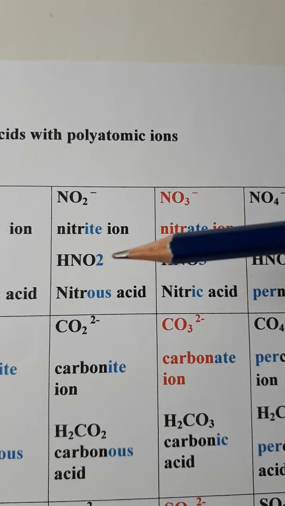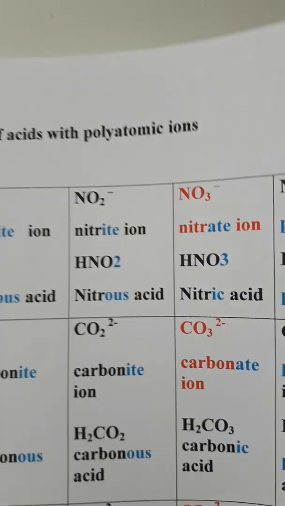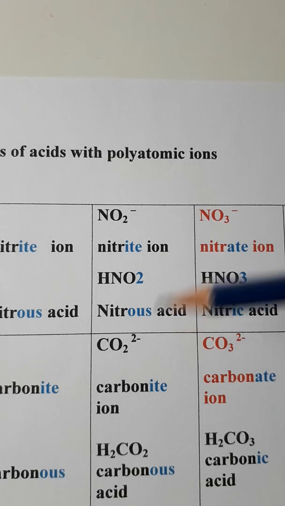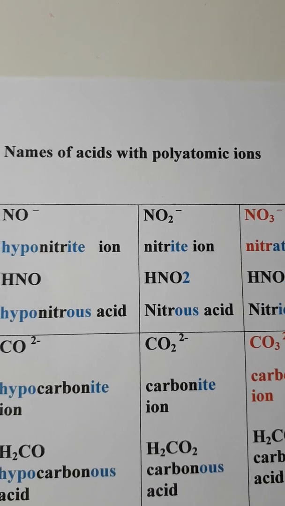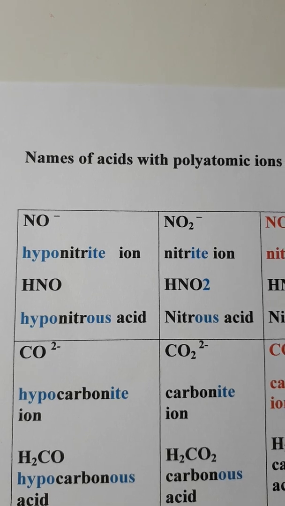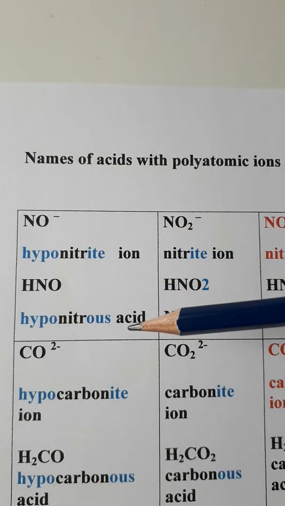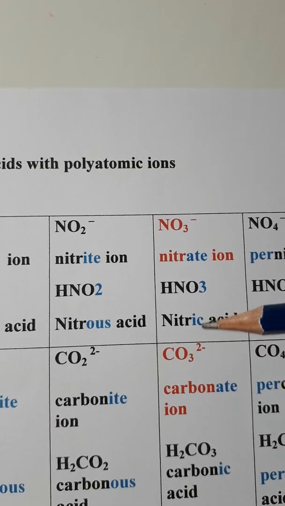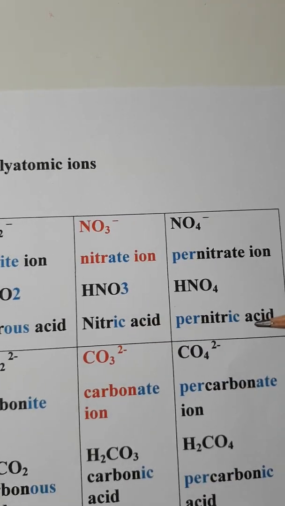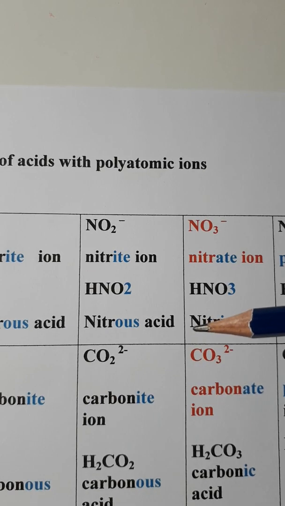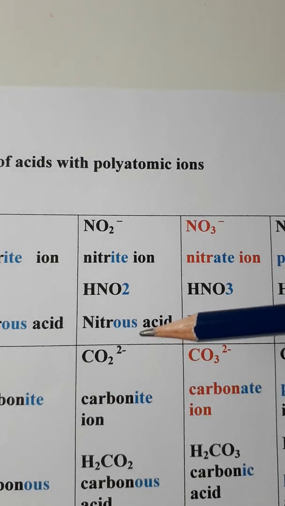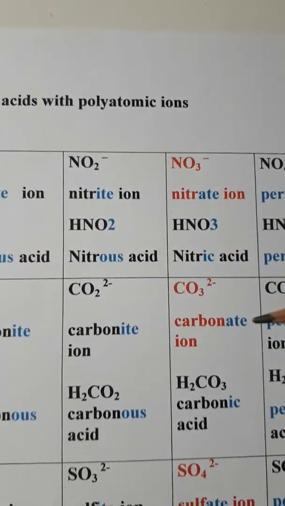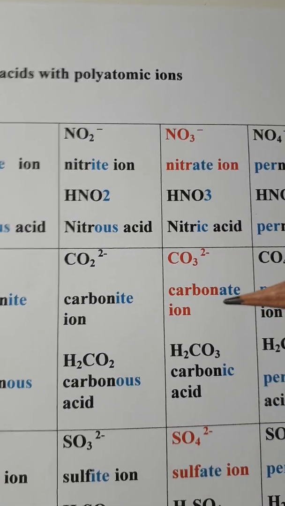Same thing here. HNO2, with the nitrite, become nitrous acid. And one more to the left, remove one oxygen atom. Hyponitrite become hyponitrous acid. It's not that difficult because nitric acid become pernitric acid. To the left, it becomes nitrous and hyponitrous. When you go through some examples, you will remember that.